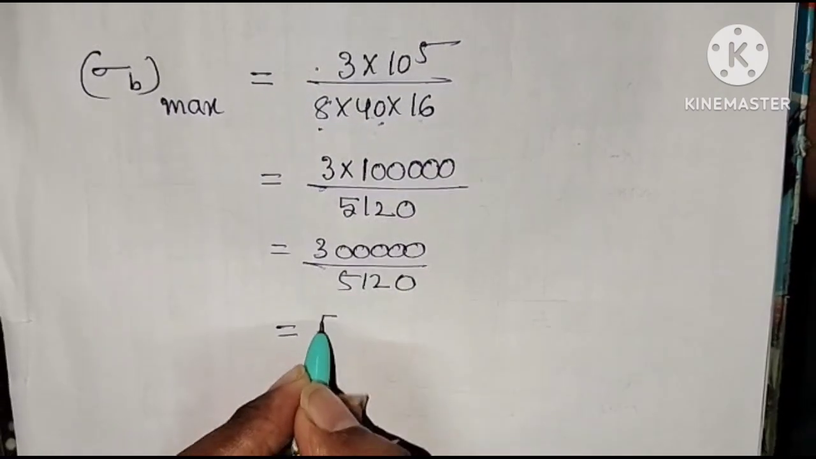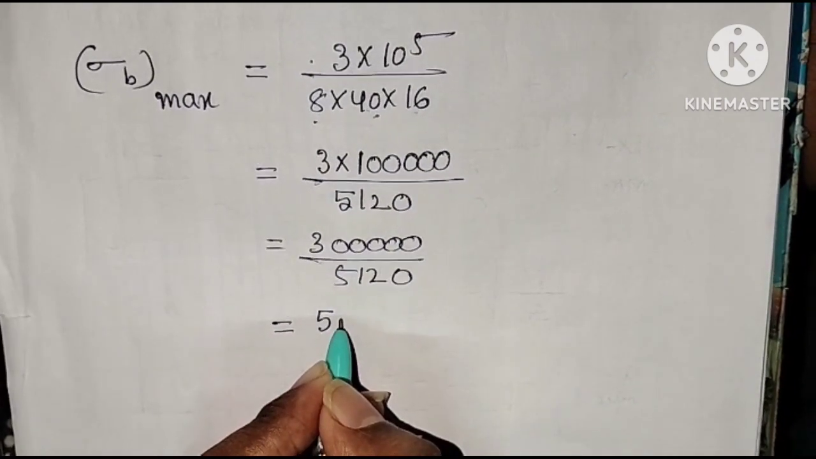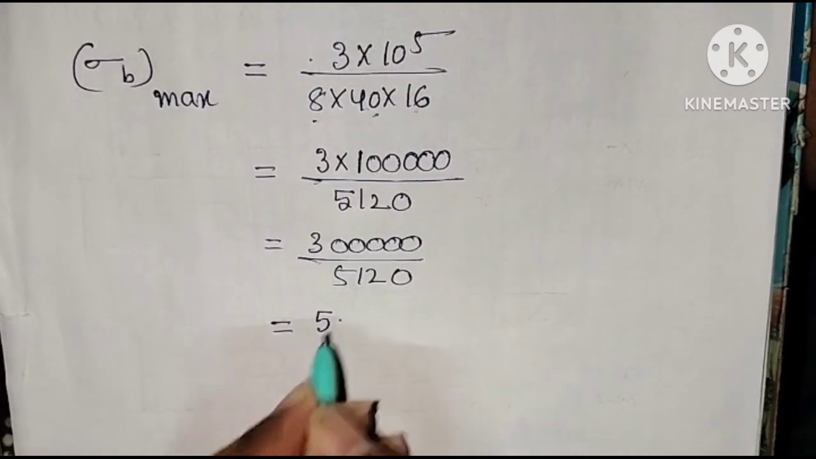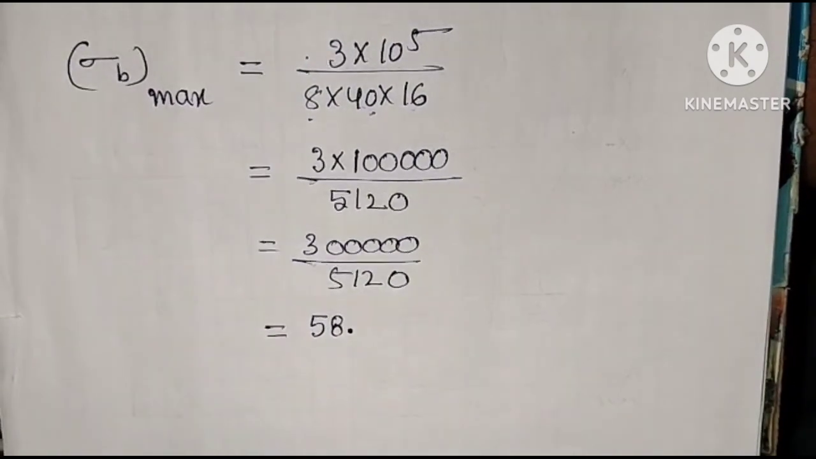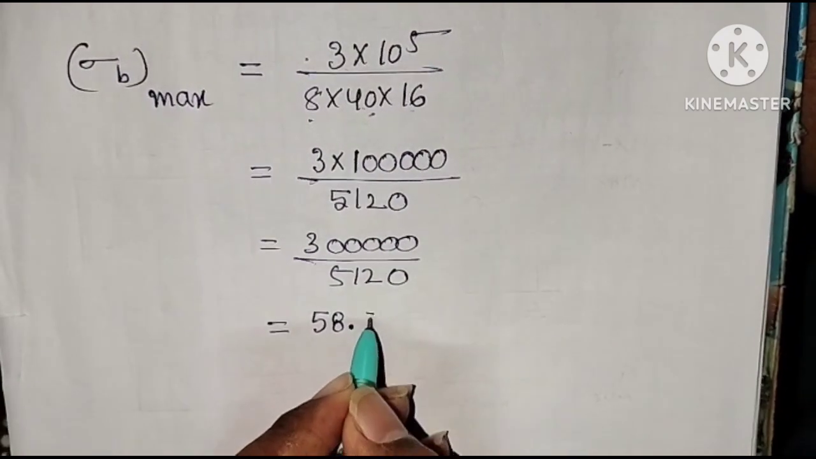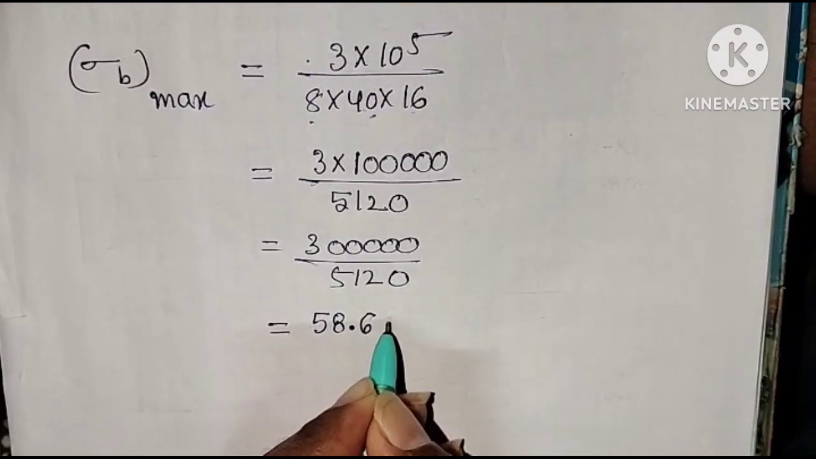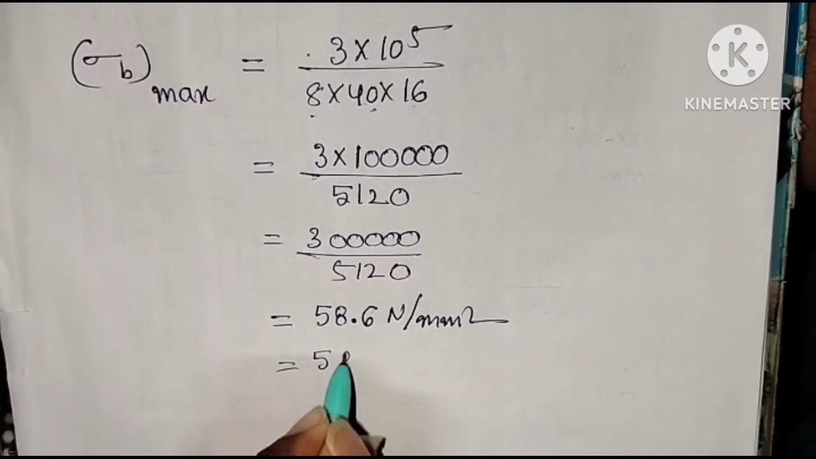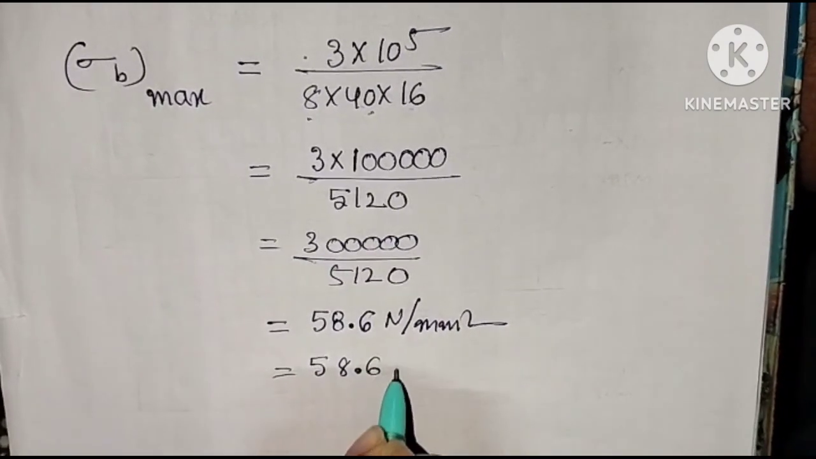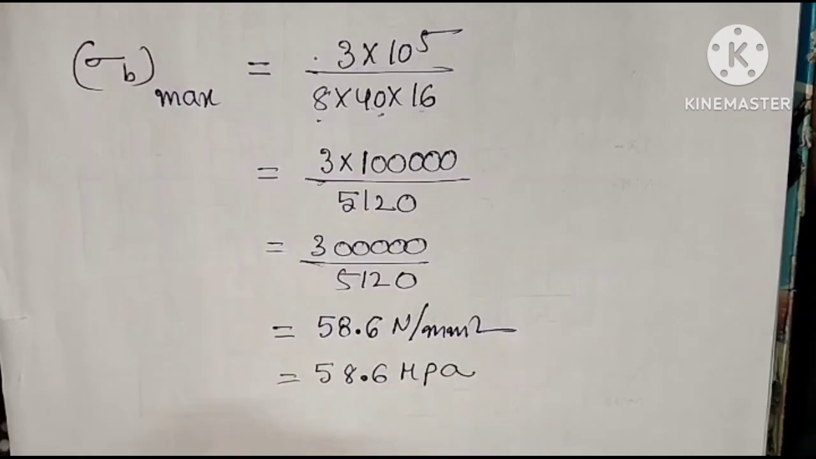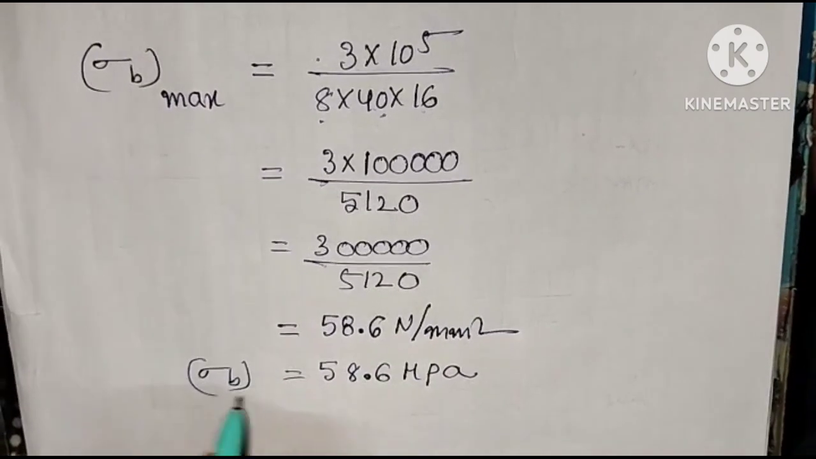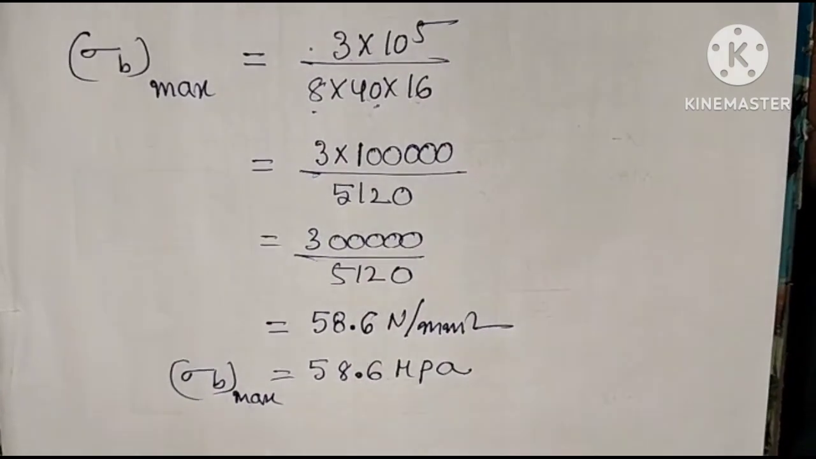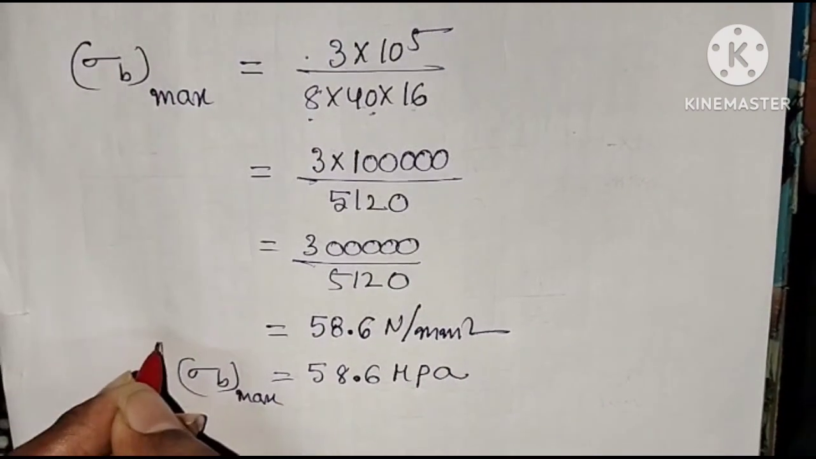So if you calculate, you will get approximately its value as 58.6 Newton per mm square, or 58.6 MPa. MPa means mega pascal. So the maximum bending stress in the rectangular beam is 58.6 MPa, mega pascals. This is the final answer.